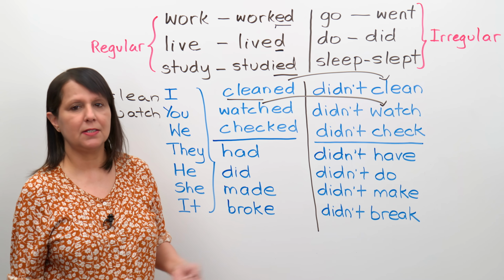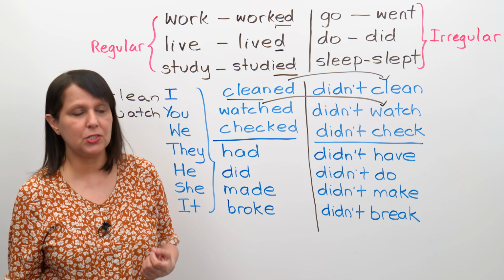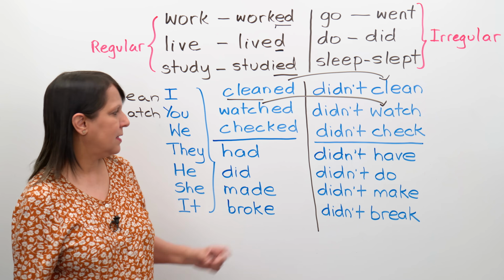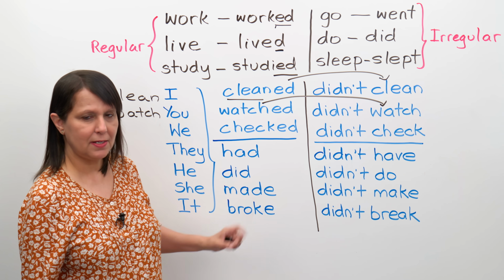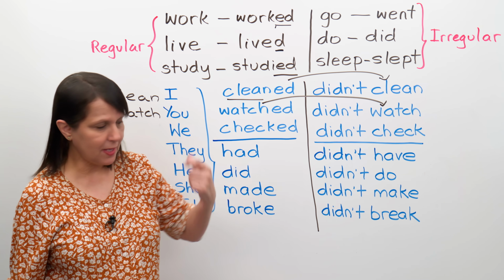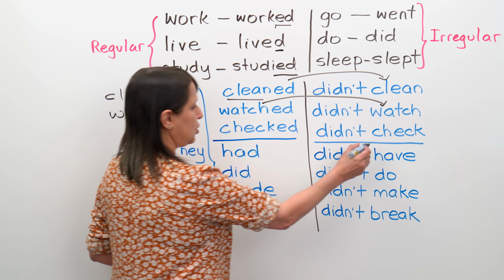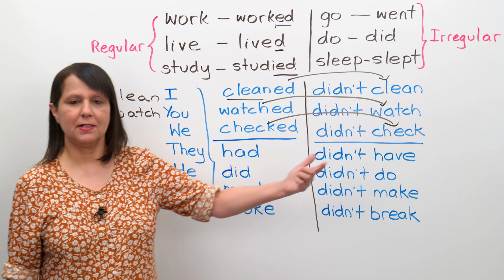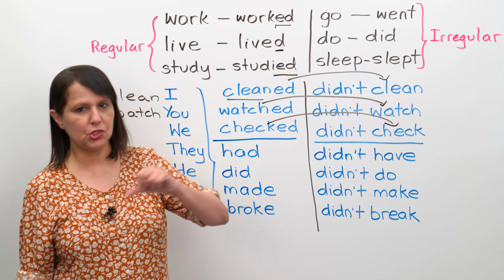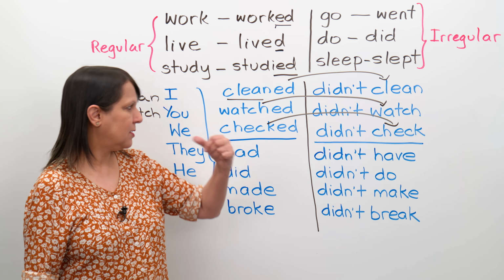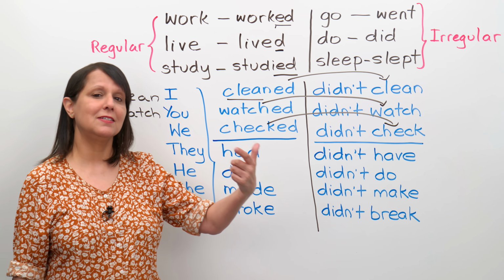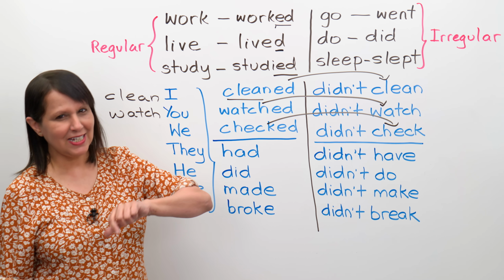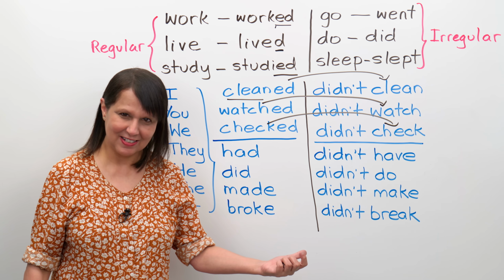Checked, we checked the invoices or we checked the payments. Past tense, right? Go back to the base form of that verb. What's the base form? Check. So check becomes we didn't check the payments. We checked, we didn't check. We watched, we didn't watch. We cleaned, we didn't clean. All right?